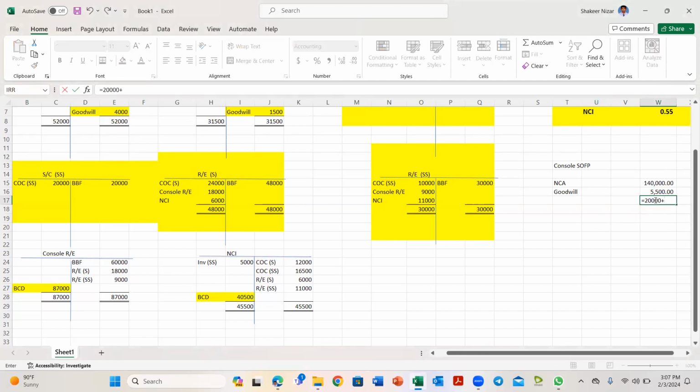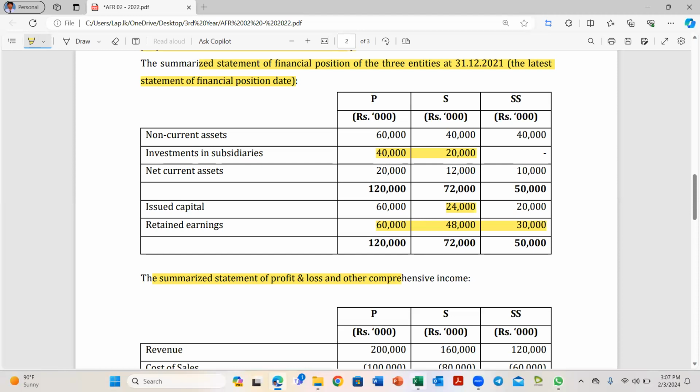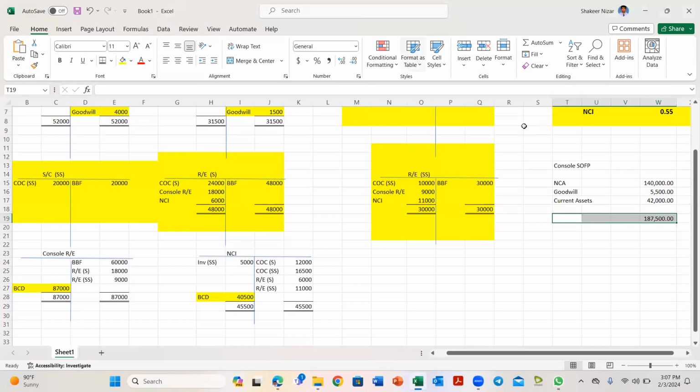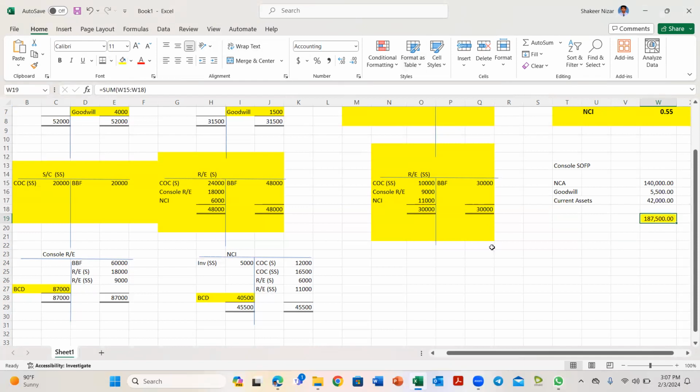20,000, 12,000 and 10,000, net asset, current assets. Then altogether we have a total asset amount of 187,500. Right. We can call this the total assets, right?